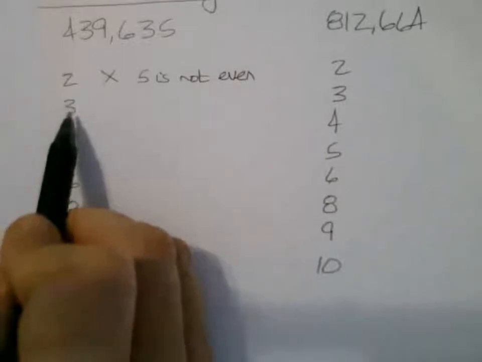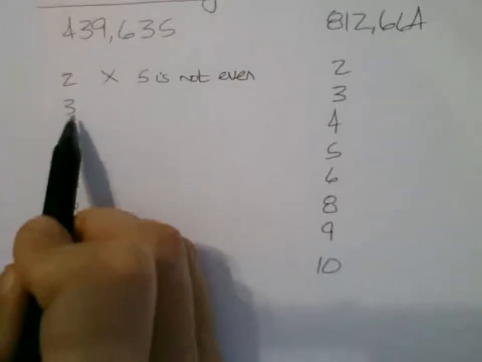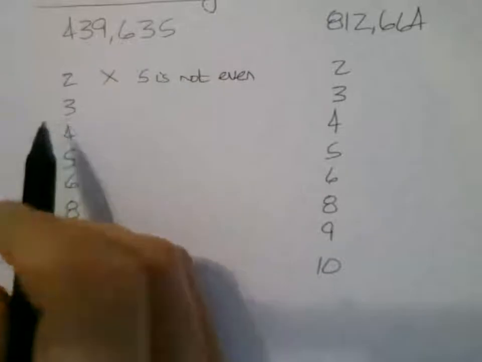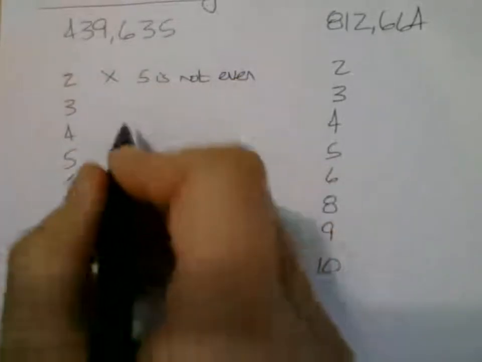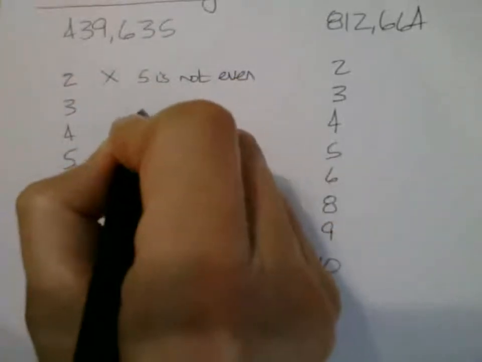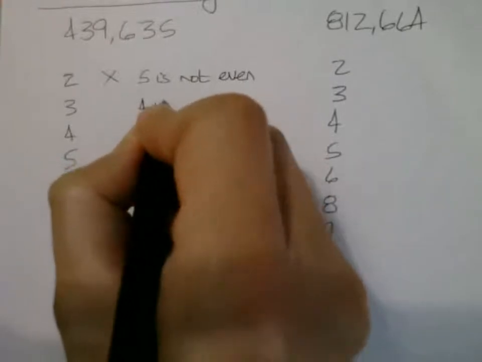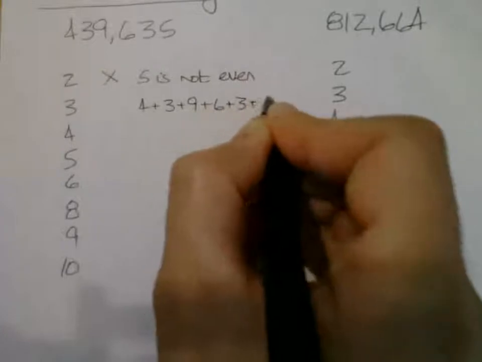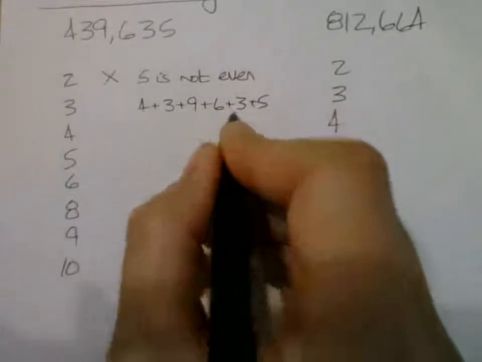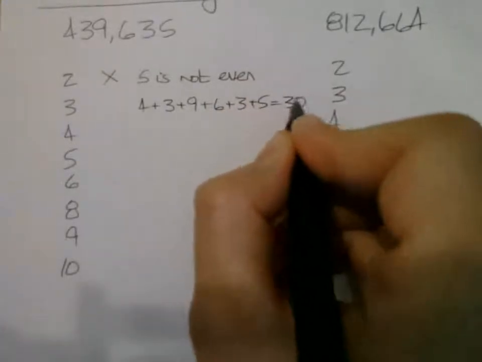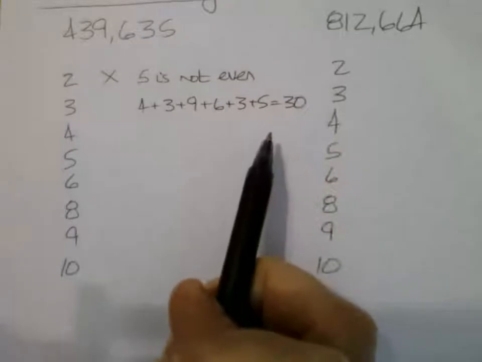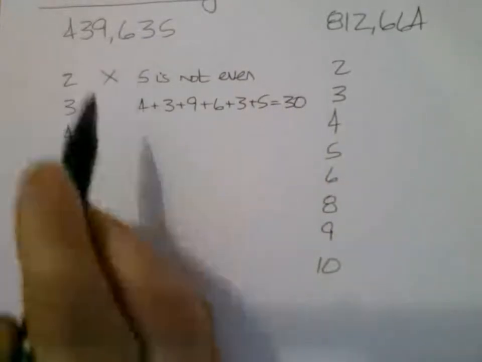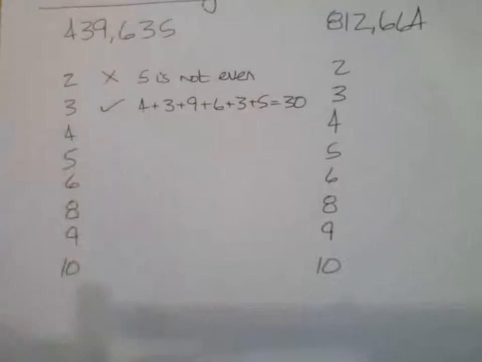Is it divisible by 3? Well, let's see. A number is divisible by 3 if the sum of its digits is divisible by 3. So I'm going to add up the digits, not the places, not the place values at all, just the digits. So 4 and 3 and 9... and I get a grand total of 30. Oh, well, 30 is divisible by 3. That tells me the whole number is divisible by 3. So 3 is a yes.